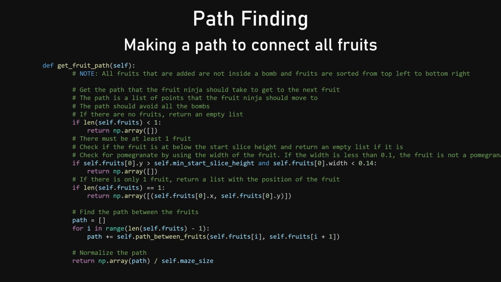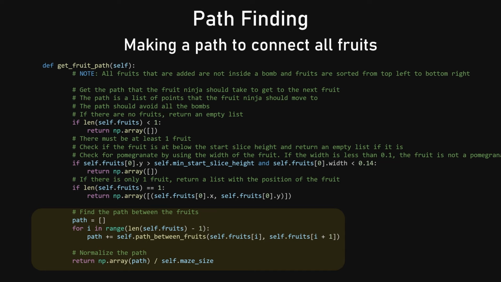and avoids bombs. This method first checks if there are any fruits. If there are not, an empty path is returned. Then it checks if there is a fruit above a minimum height or a pomegranate on screen. If there aren't any valid fruits above the minimum height, an empty array is returned. If there is only a single fruit, then a path with only that location is returned. If there are two or more fruits, paths connecting all the fruits can be found and combined. With these steps completed, the next process of cutting along the path can be completed.